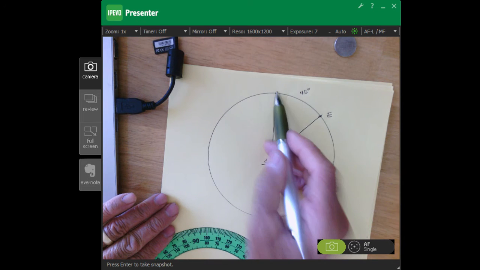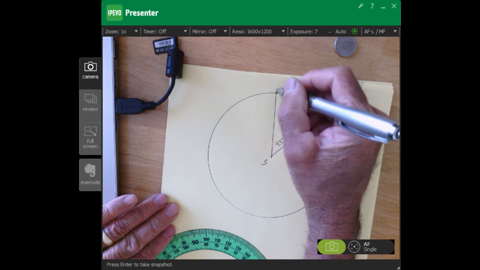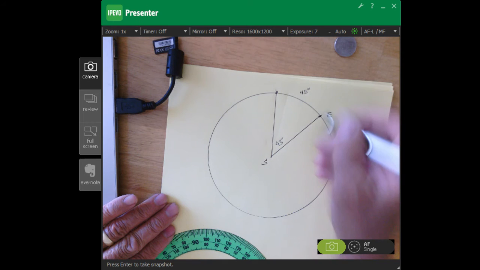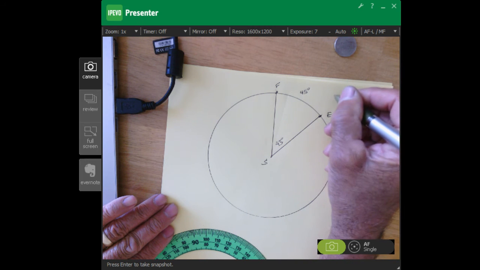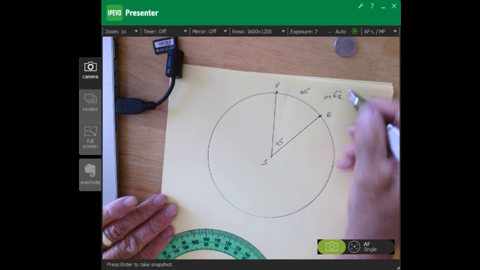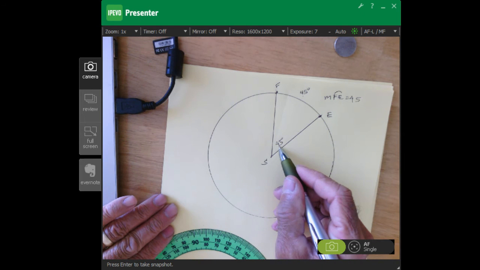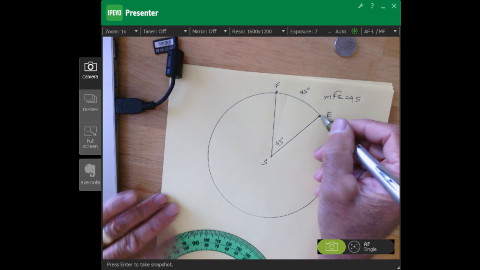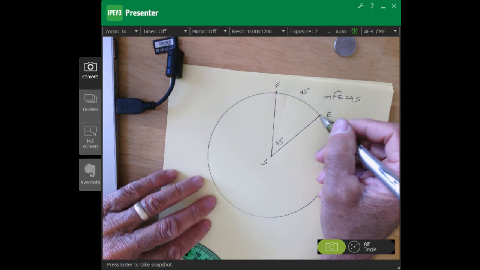So if you take the central angle and the arc measure that's in between the two endpoints of these radii, E and F, let's say, here we have arc FE. The measure of arc FE would be 45 degrees, whereas the measure of the central angle is 45 degrees as well. So it's similar.